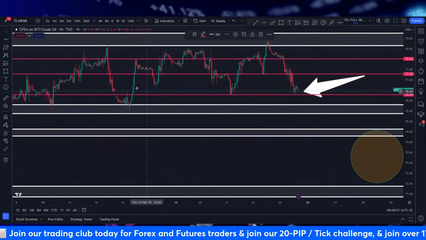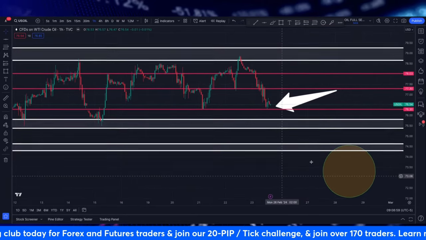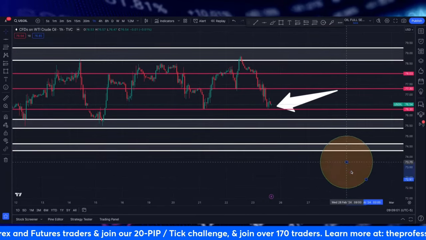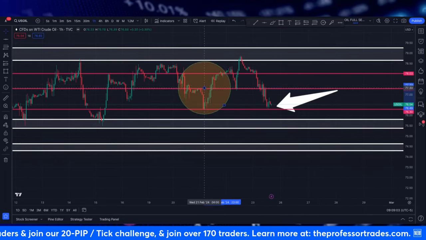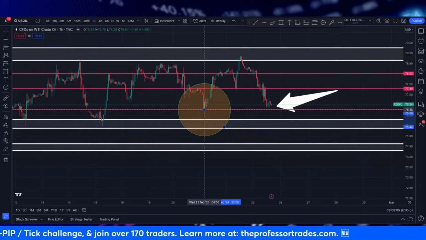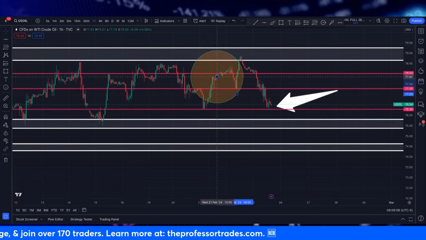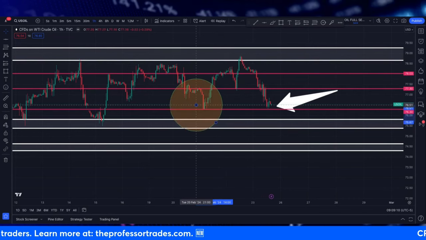So basically what I like to do is trap price. And let me go here. I like to trap price between levels because it is so much easier to trade from level to level to level than to try to hit a home run.